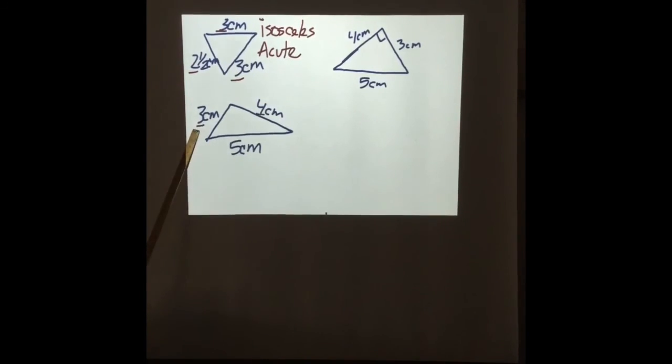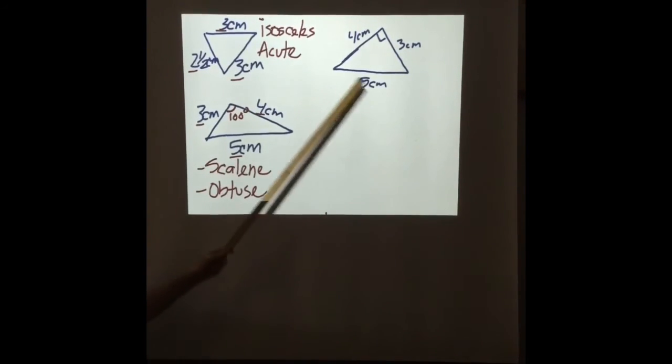Let's go to this one down here. There's a 3, there's a 4, there's a 5. What's that? Well, Mr. McGuire, that's a, what type? Scalene. Good job. Okay, besides being a scalene triangle, what else is it? Well, it looks like this is larger than what? More than 90 degrees. So let's say it's 100 degrees. Then what? Well, that makes it, yes, obtuse. It's an obtuse triangle, right? So it's an obtuse scalene triangle. Good work. Let's go to the next one.